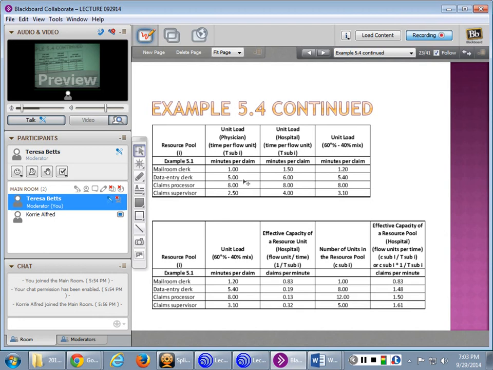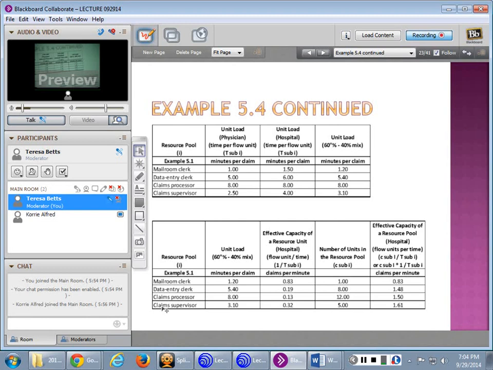And we do that for each of these and take that weighted average. So 5 times 60% plus 6 times 40% for our data entry clerk, that's 5.4 minutes per claim. Our claims processor is 8 and 8. That's pretty easy. It's still going to be 8. And our claims supervisor is 2.5 times 60% and 4 times 40%. That's 3.1. Okay? So I construct my table just like I did before.